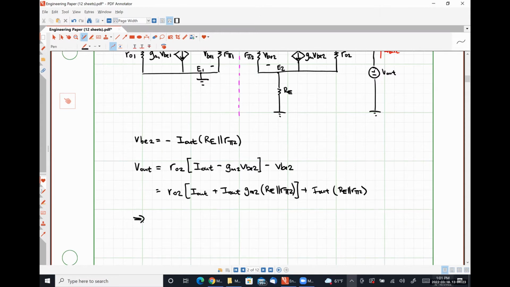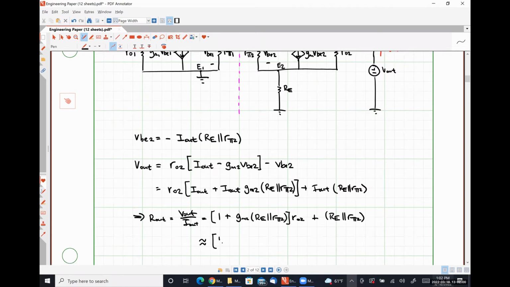And from this, our output resistance, V out over I out, is 1 plus GM2 RE in parallel with R pi 2, all multiplied by R naught 2, plus RE in parallel with R pi 2, or approximately 1 plus GM2 RE in parallel with R pi 2 times R naught 2.